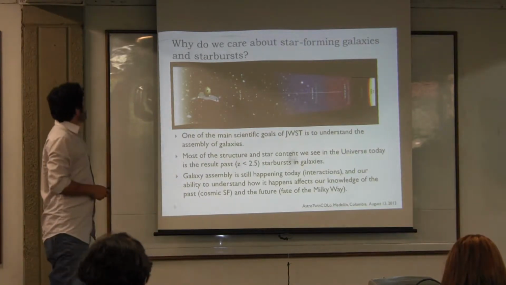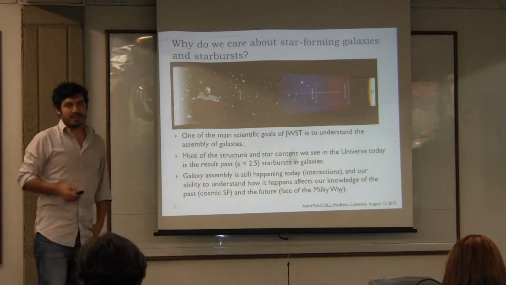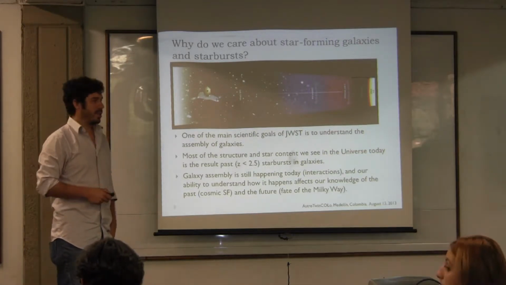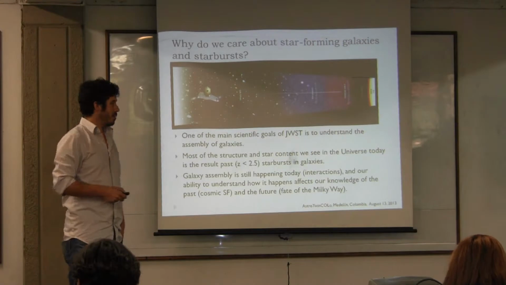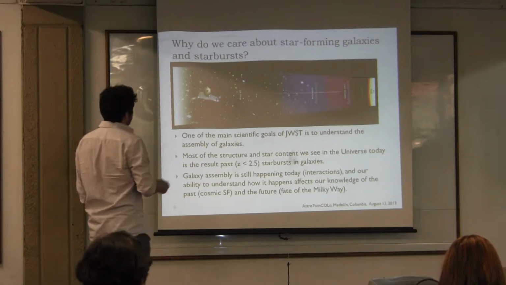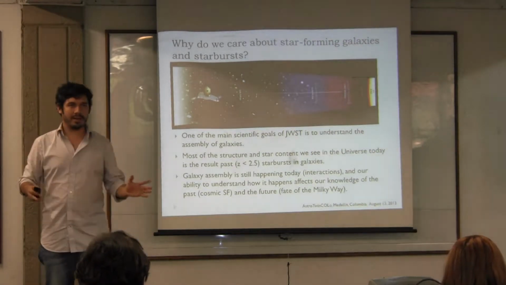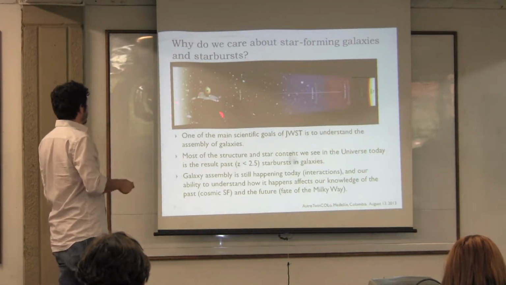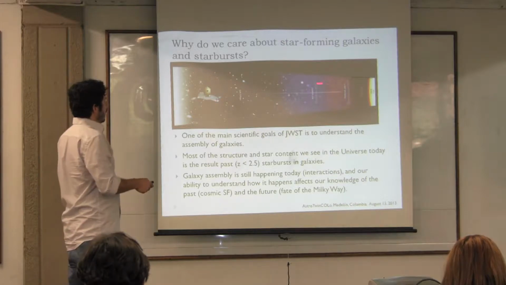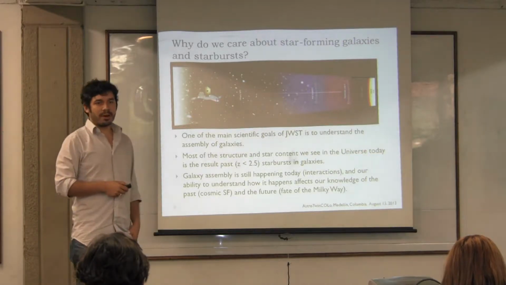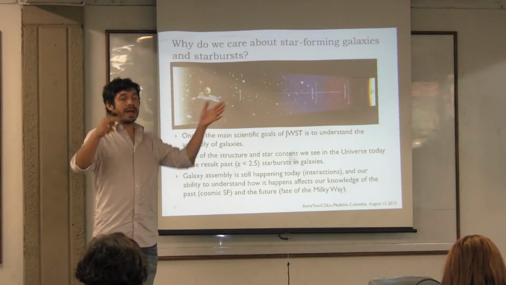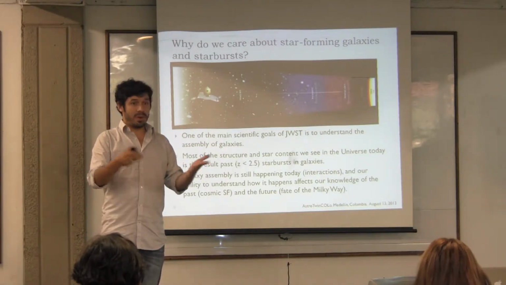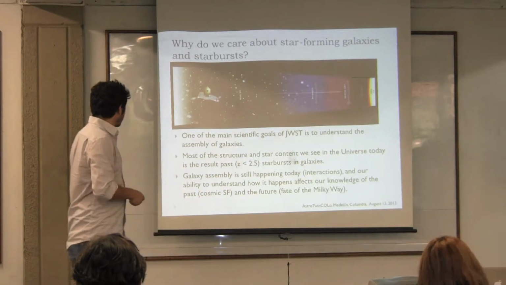So first of all, why do we care about star formation in galaxies or starbursts in the first place? Since the talk is going to end with JWST, let's also start the talk with JWST. JWST is a large telescope that is currently being built and that will be launched into space in 2018. One of its main scientific goals is to look back into the early universe and try to figure out how the first galaxies formed and how the galaxies that we see today were assembled to end up the way we see them in the local universe.